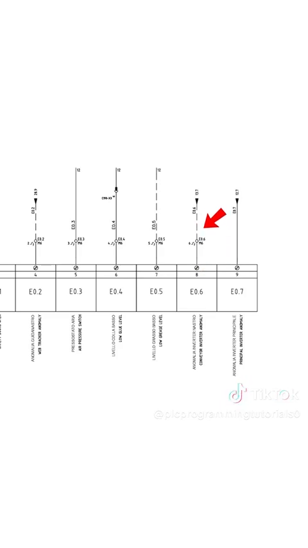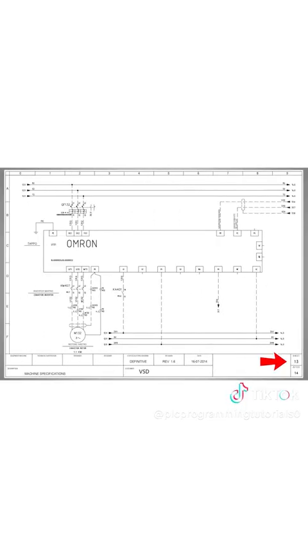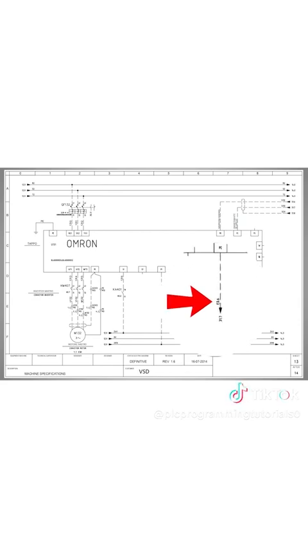Next, if we want to trace back this wire, we will go to sheet number 13 and look for it in column number 7. This is the wire with the tag E0.6 and it is coming from sheet number 31, and this alarm signal is coming from the PC terminal of the VFD.